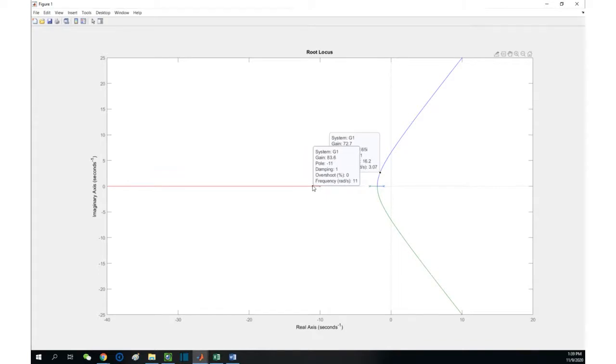Once again, it's very tricky. You need to zoom in on this part to find 72.3. And you're seeing the pole as negative 10, negative 11, or so. Negative 11 compared to negative 1.54 here is far away, much further from the origin than the dominant poles, right? So the approximation should work. If you're looking for the third pole, yes, the third pole is here. So we just ignore it because of the distance.